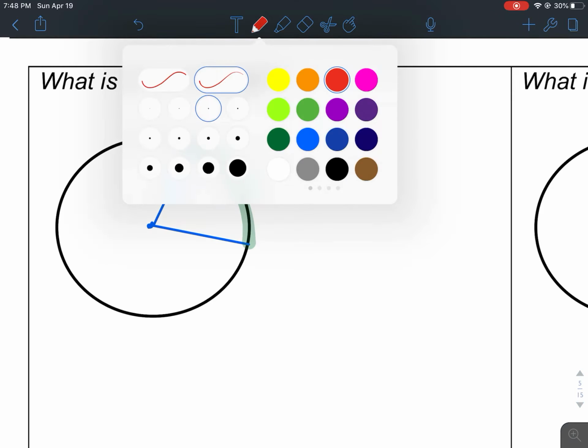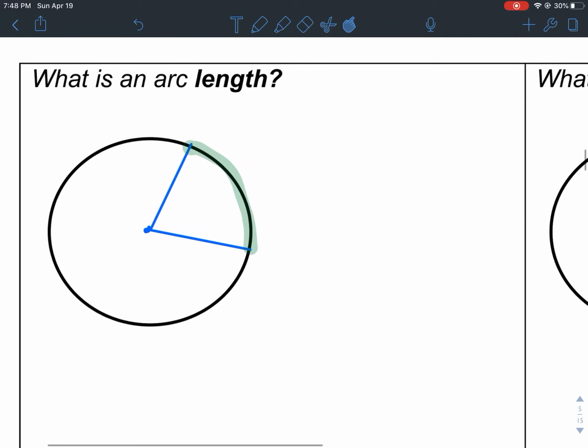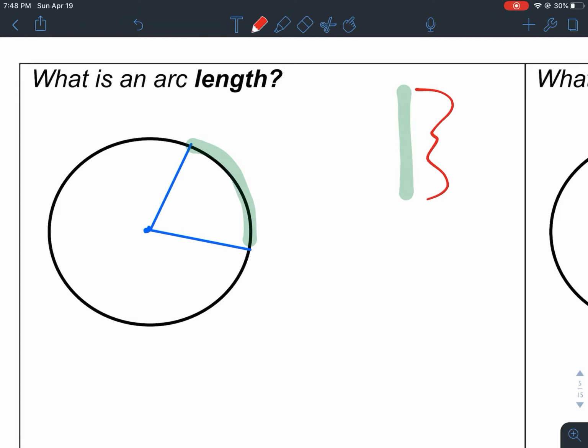Arc length. When we are asked, how do I find the circumference of a part of a circle? That's what we're actually looking for. What is the arc length? So think about it like this. If you were to get a string, and wrap it around this arc, and then take that same string and stretch it out, what is that length going to be? What would that length be?